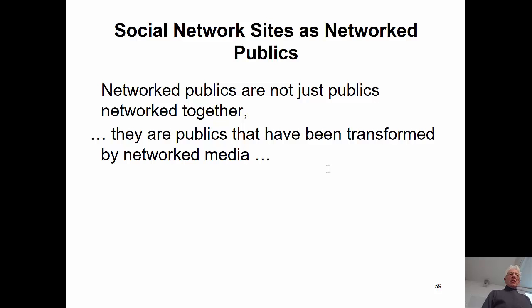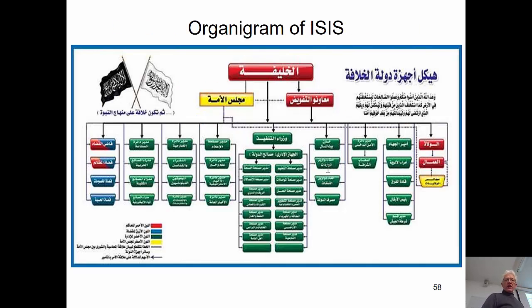And being part of this organizational structure means being changed personally. You are a different person because you are a part of this organizational structure, just as you're a different person if you care about your Facebook page.